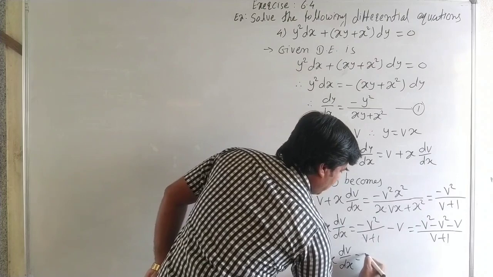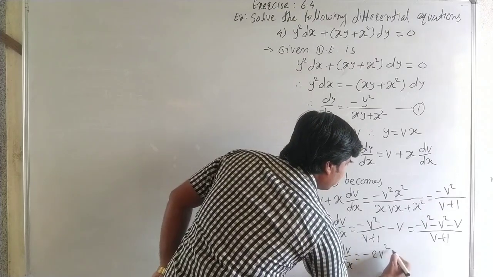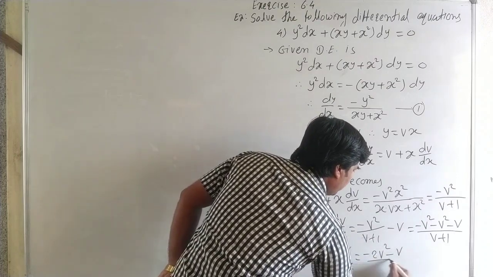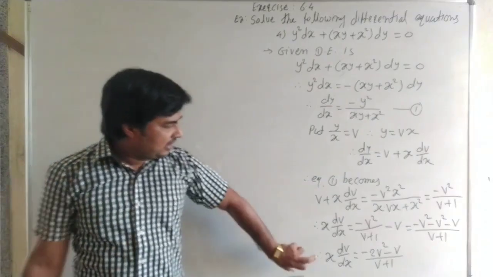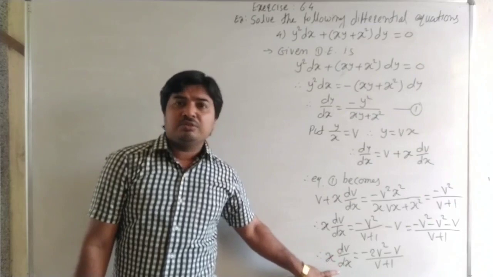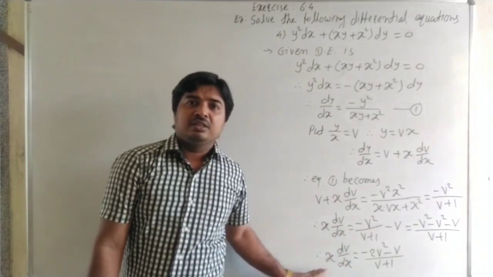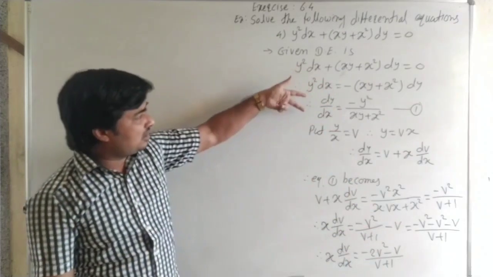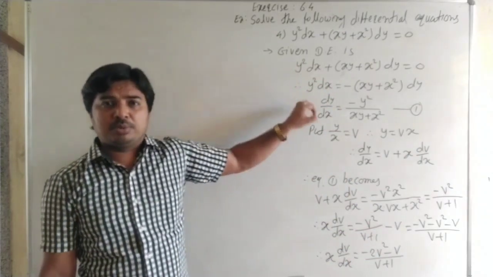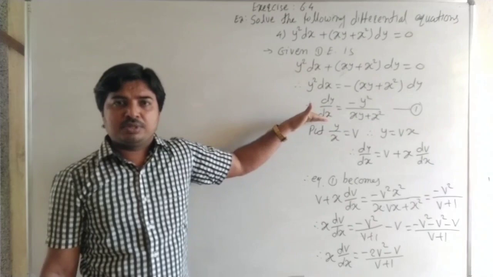It is minus (2v² − v)/(v + 1). Now see, it is a differential equation in the variables v and x, and it is in the variable separable form. Okay? The original differential equation is not in the variable separable form. It is a homogeneous differential equation.